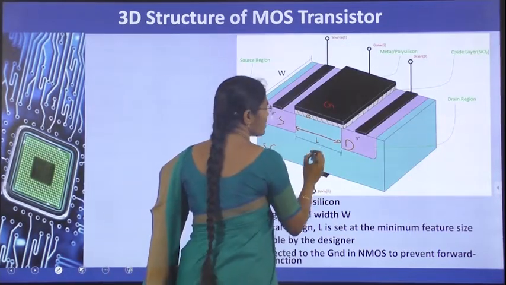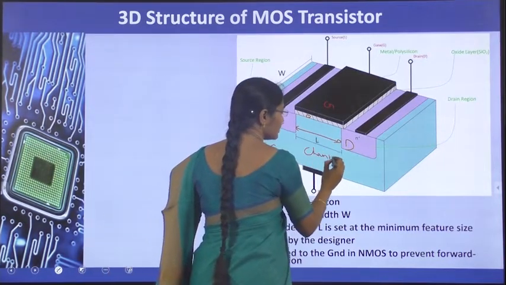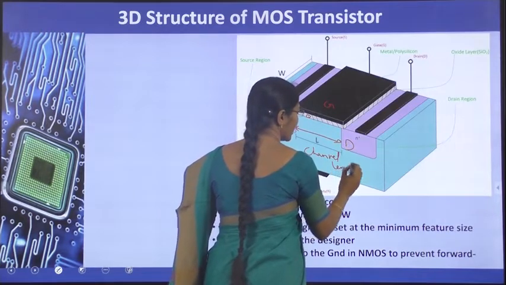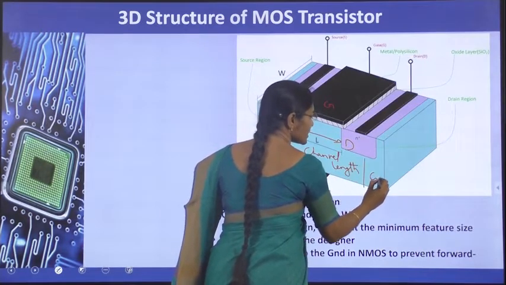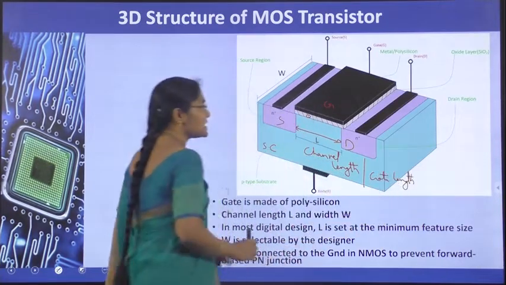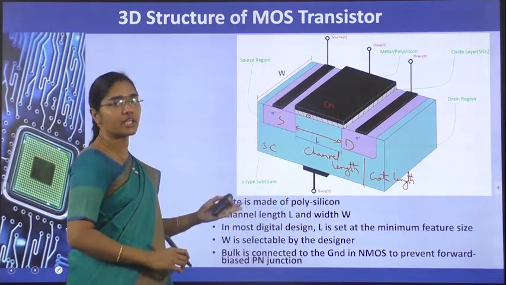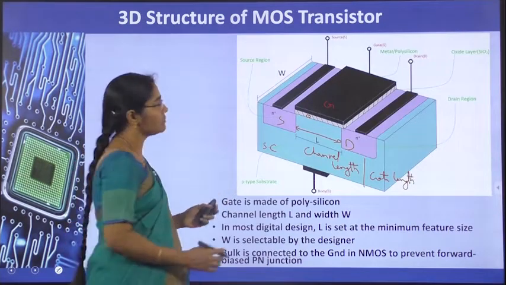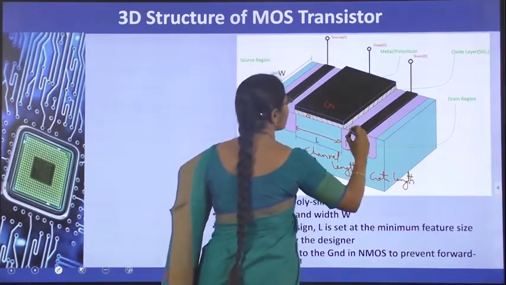And therefore it is called the channel length, or it is also called the gate length. Both are equal. And similarly, the width of the gate or width of the channel, both are the same. That is the representation on this side.